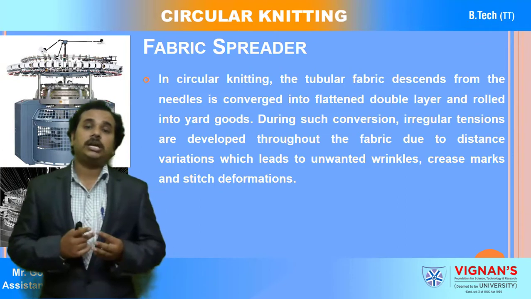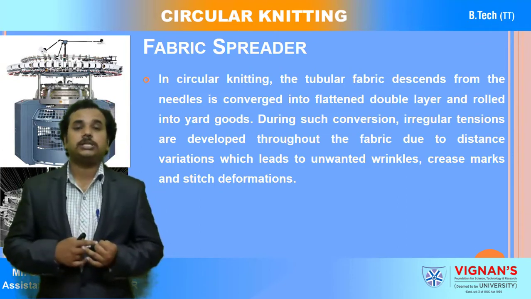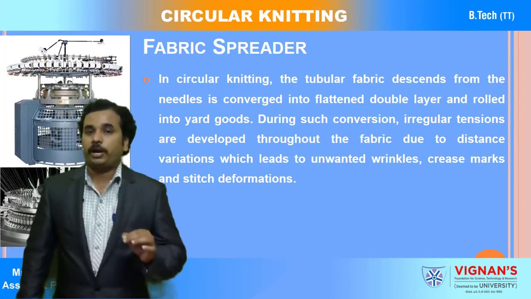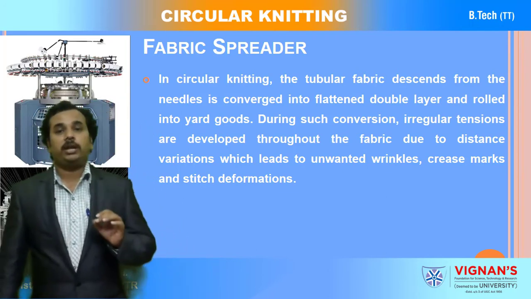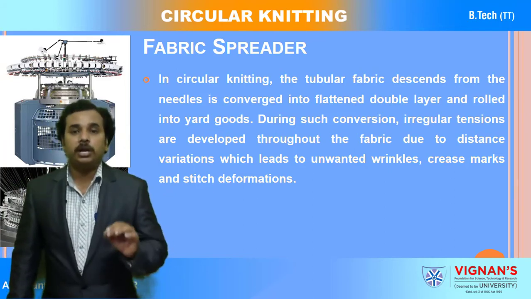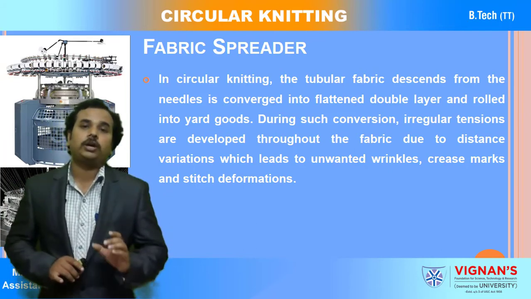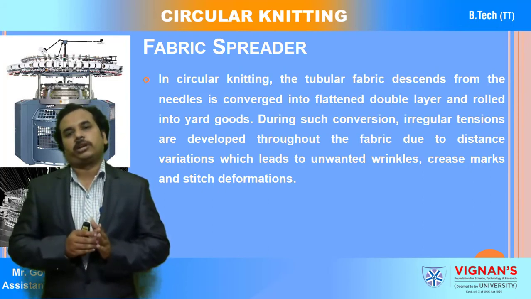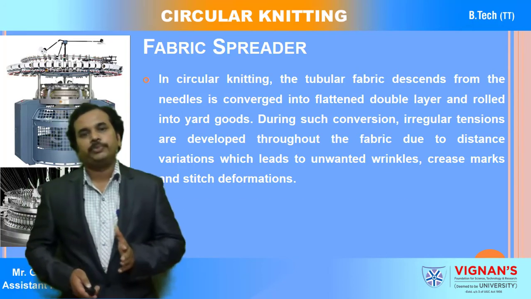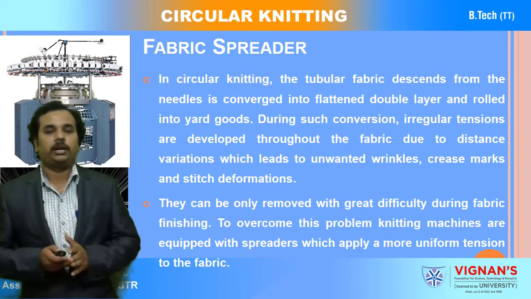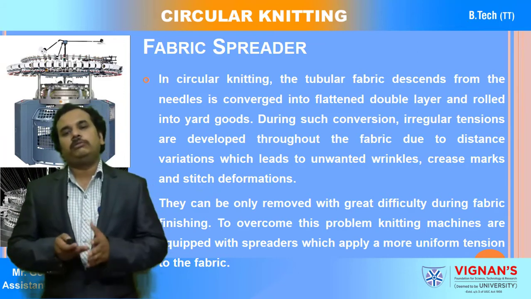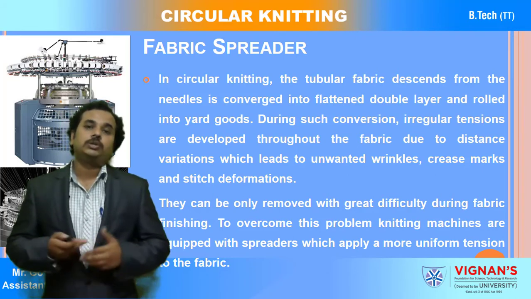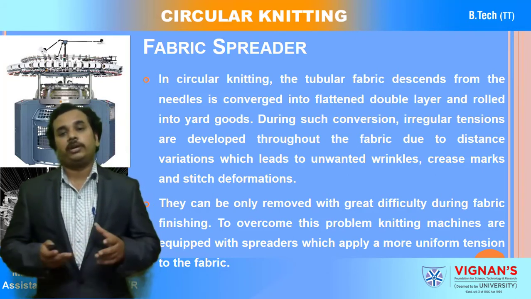If these wrinkles, crease marks and stitch deformations occur at the time of fabric takedown and winding, then they become permanent marks. It cannot be removed. It is very difficult to remove in the further process, that is the chemical processing area. So that is why we should have a fabric spreader. They can be removed only with great difficulty, as I have discussed, in the finishing stages. So it is difficult to remove if it occurs.